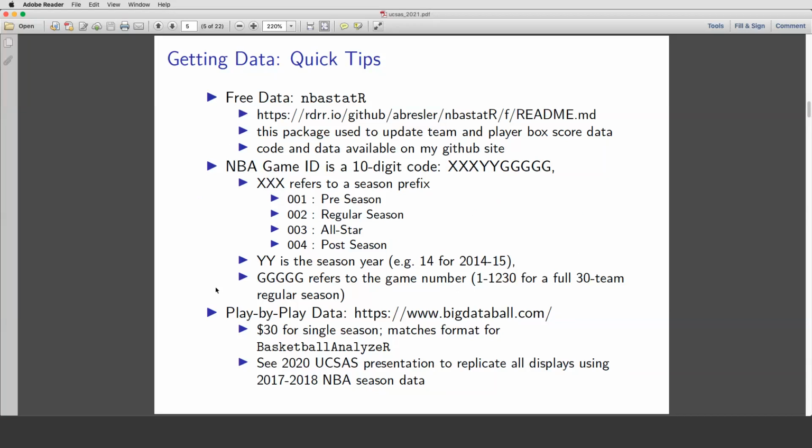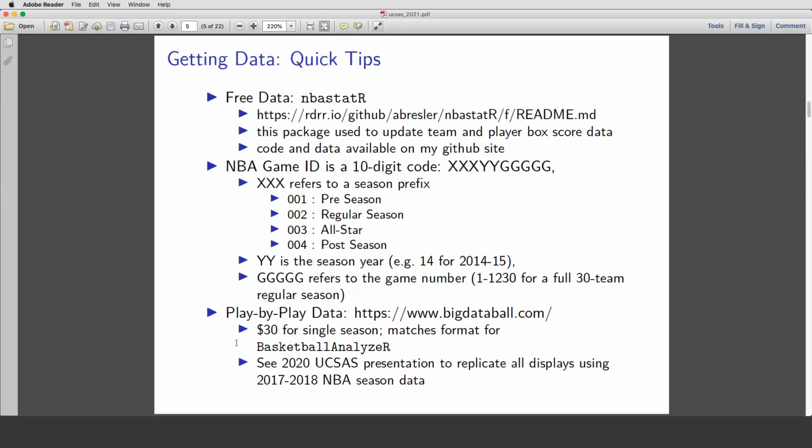And then I'll also mention the play-by-play data is a little bit different. I personally went out to this website, bigdataball.com, and I just paid $30 for a single season. The nice thing about it is it already matches the format for BasketballAnalyzeR. And I know, when I was an undergrad, I used to be vehemently opposed to paying money for anything. But if you really think about it, $30 is very cheap for the amount of time you'd have to spend to find the play-by-play data, and then any editing you'd have to do to get it into this package.